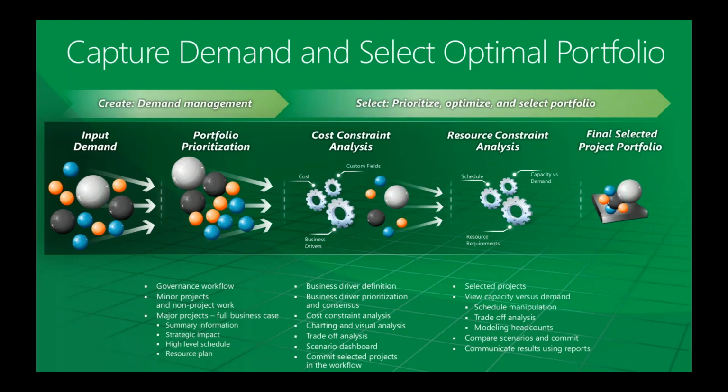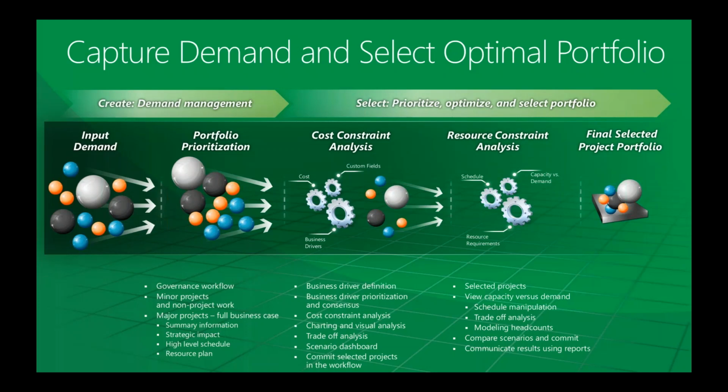But I just wanted to cover this one off to help with an understanding of how we first use this tool for inputting and creating demand, doing an initial portfolio prioritization based on some of the information and the metrics we're collecting about those projects. Then we can use the tool to go through a cost constraint analysis and then a resource constraint analysis, essentially assessing whether or not we have enough funding, enough budgets, and or enough resources, personnel, in order to deliver on this proposed portfolio before arriving with a final selected project portfolio.